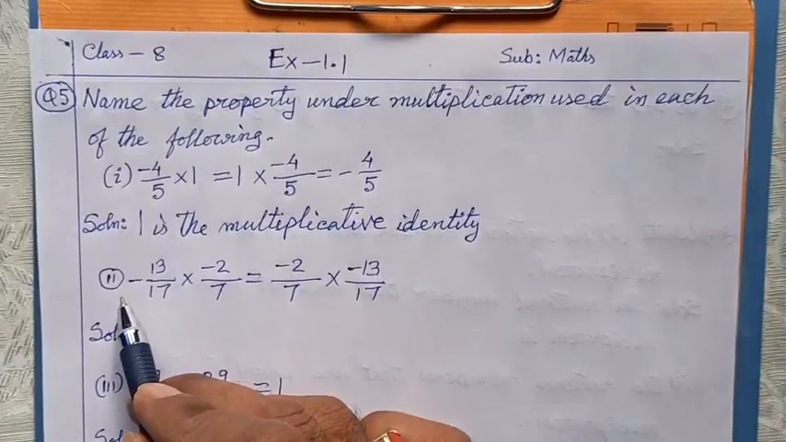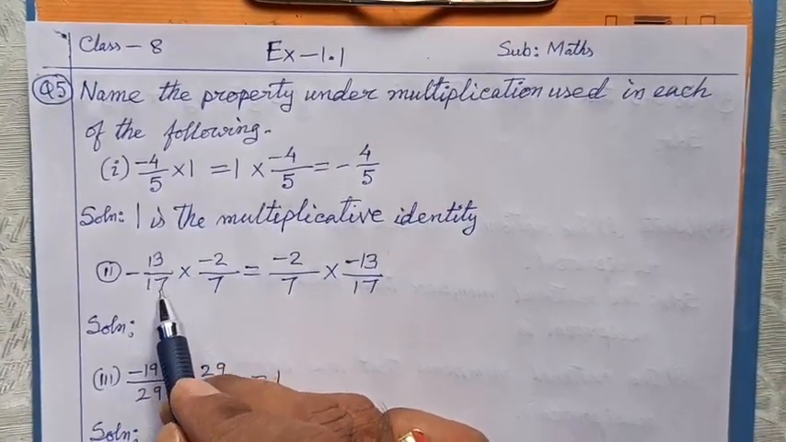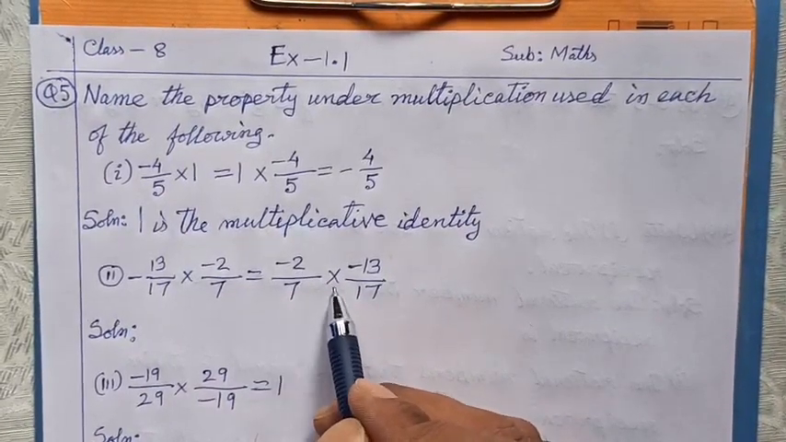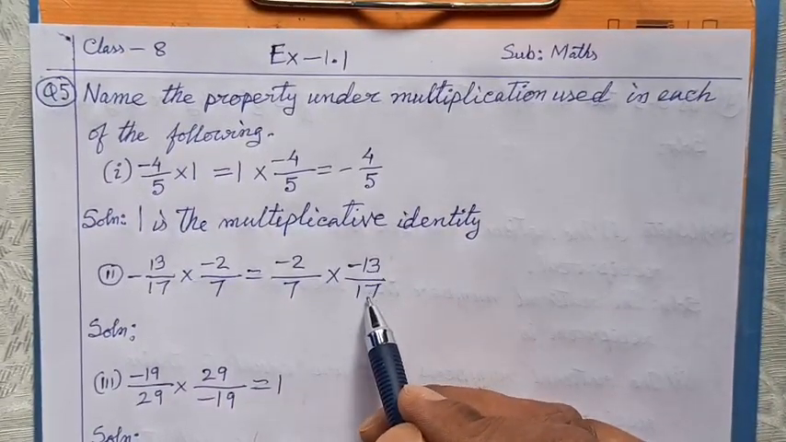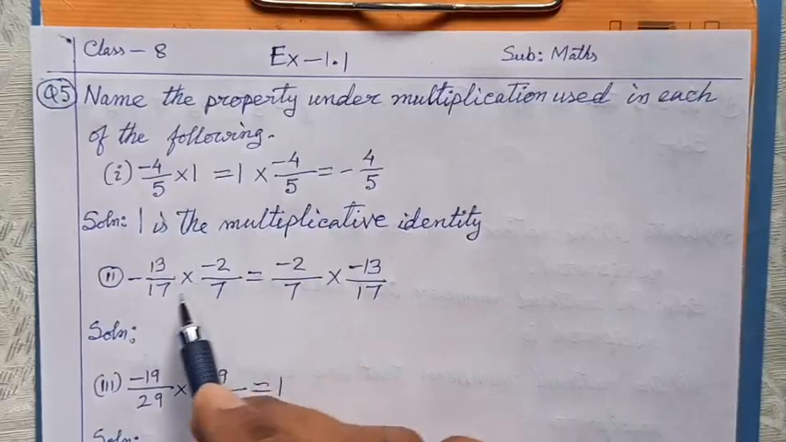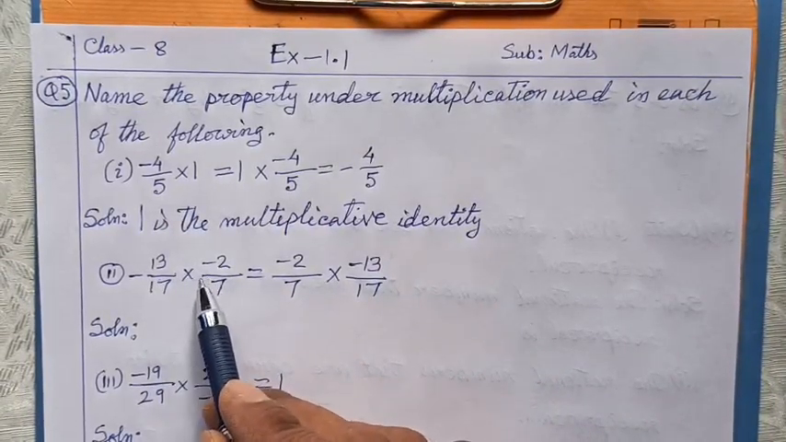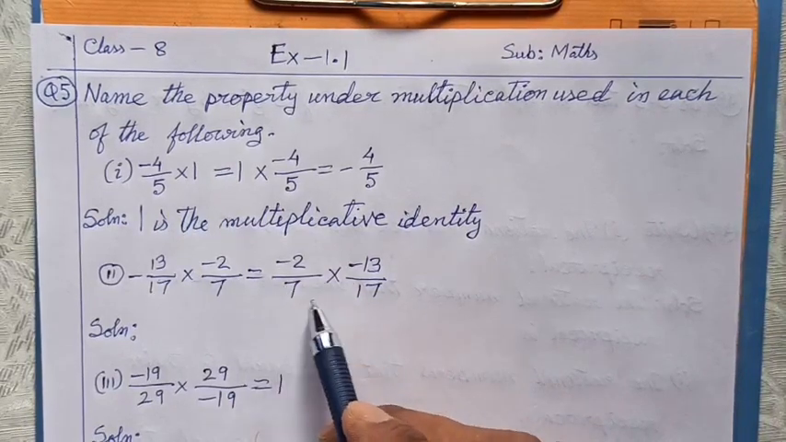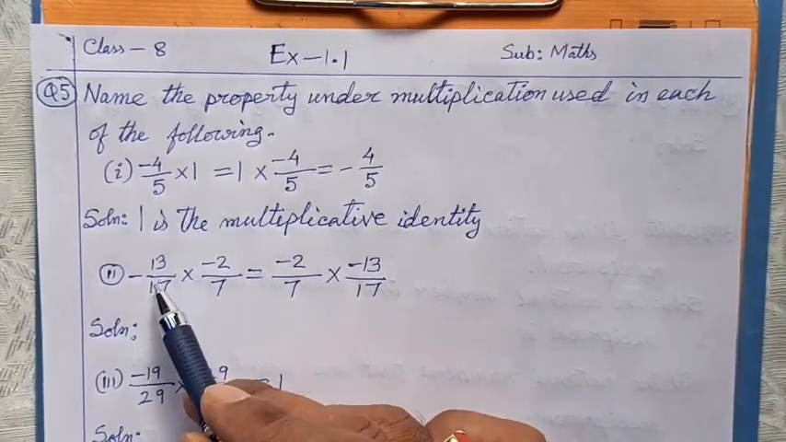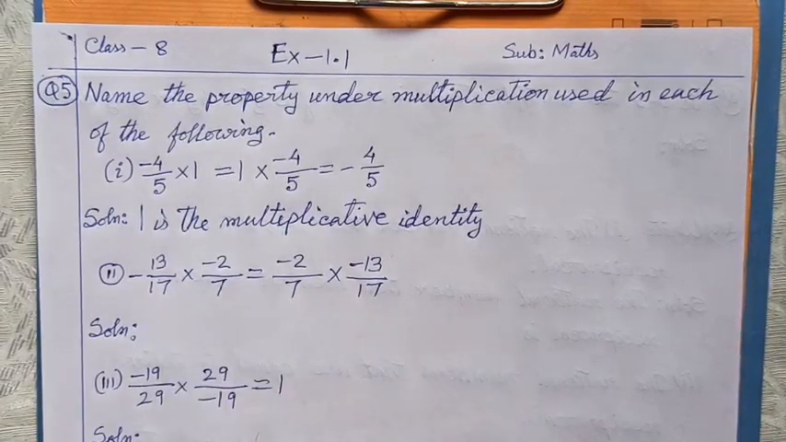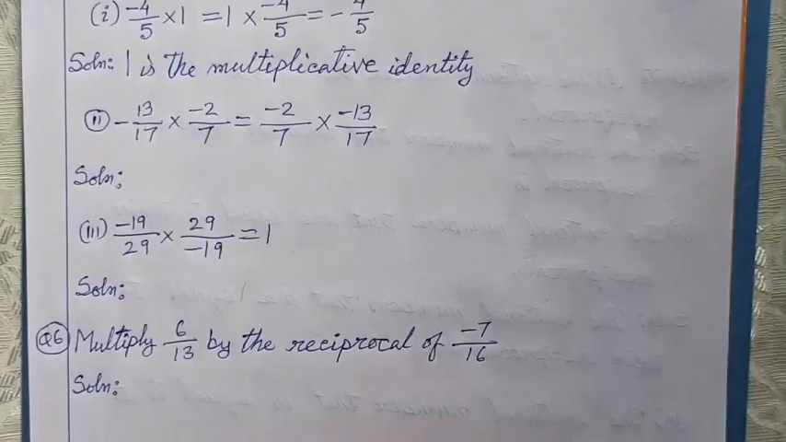In Roman number 2, minus 13 by 17 into minus 2 by 7 is equal to minus 2 by 7 into minus 13 by 17. When we observe this question, here the order of these two rational numbers is changing, and they are multiplied again. So this property is commutativity of multiplication.